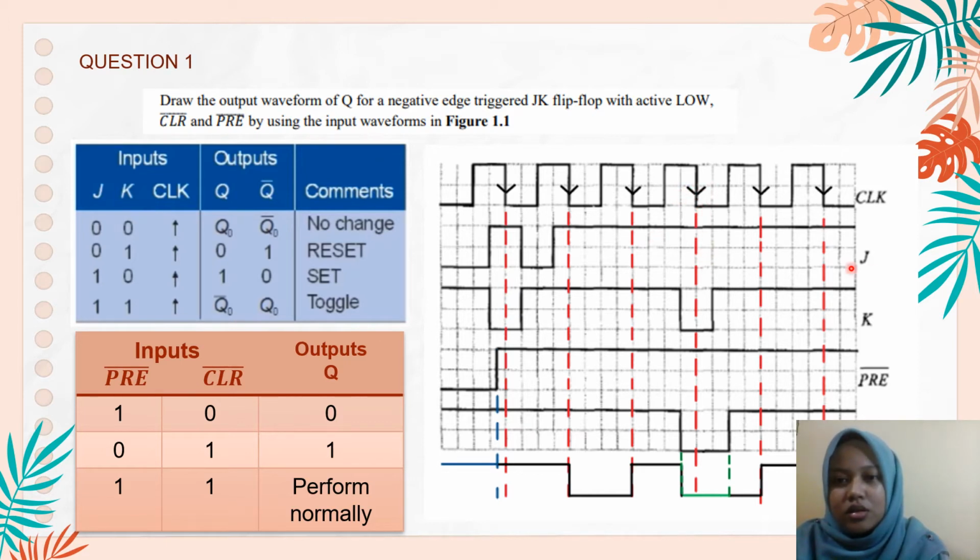next clock J1, K0, preset 1, clear 0, and output becomes 0. Okay, next clock is J1, K1, preset 1, clear 1, output becomes 1, and the last clock is J1, K1, preset 1, clear 1, output becomes 1.